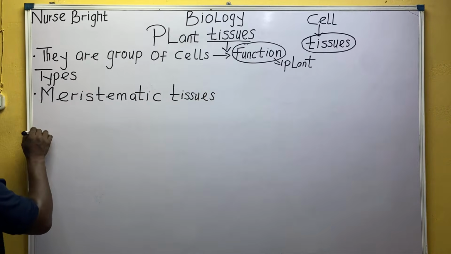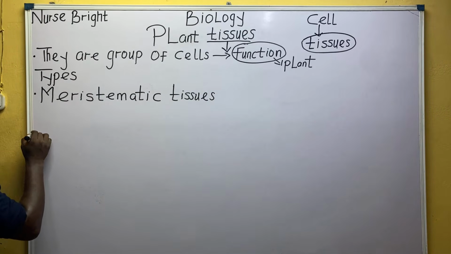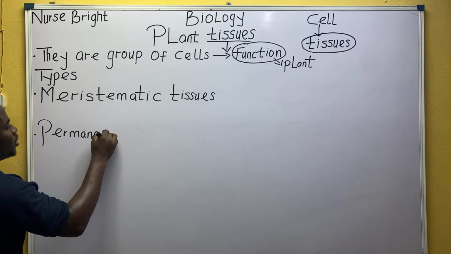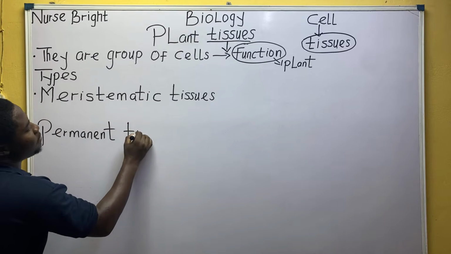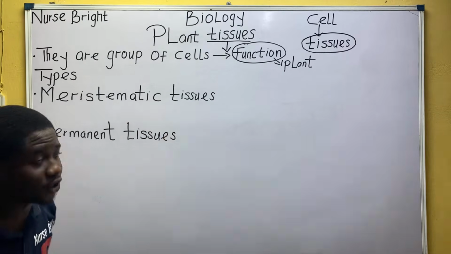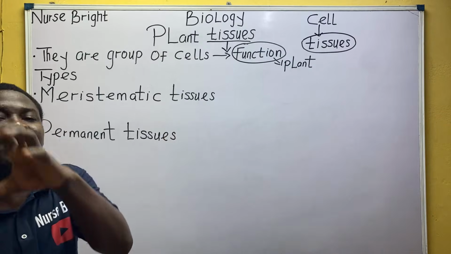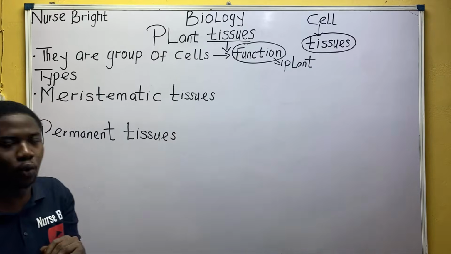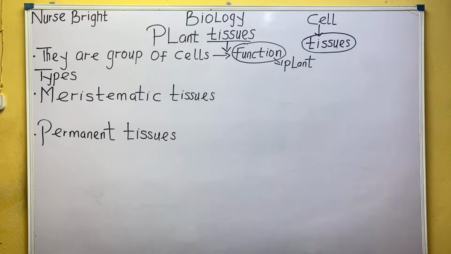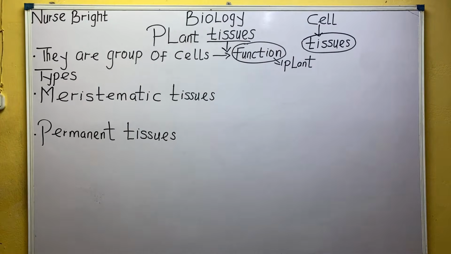Meristematic tissues. And the next set of plant tissues, we call them permanent tissues. Pay attention. Remember, for you to be a tissue, you'll be made up of cells. So it is a different kind of cell that forms this tissue. It is also a different kind of cell that forms the permanent tissues. All right. So that is for that.